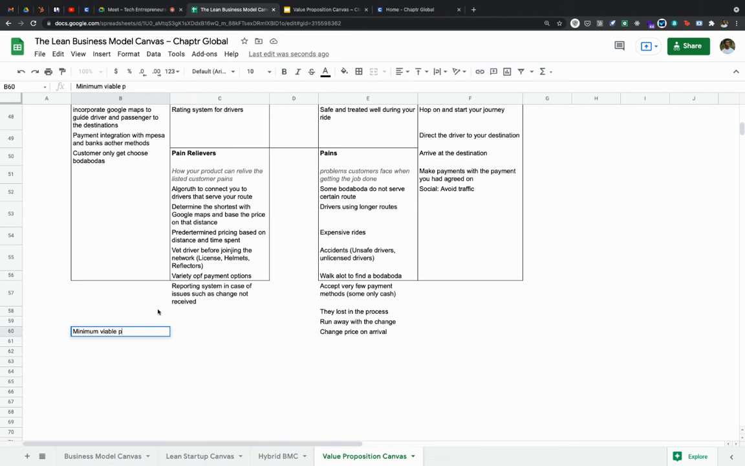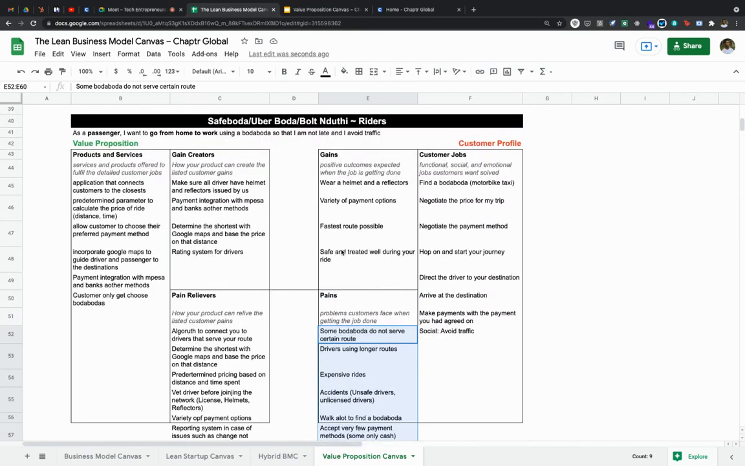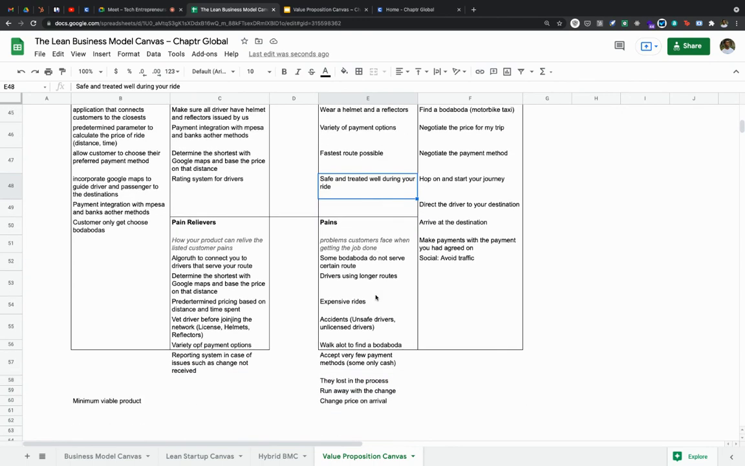And I already know what my minimum viable product would be, because I know the minimum viable product I need to have needs to mostly solve the pains. That's the main thing. Most of the gain creators are things you can add over time, right? But for a start, the minimum viable product is, what can I create as a company that solves the most essential pains, right? What are the key pains that I'm trying to solve here?